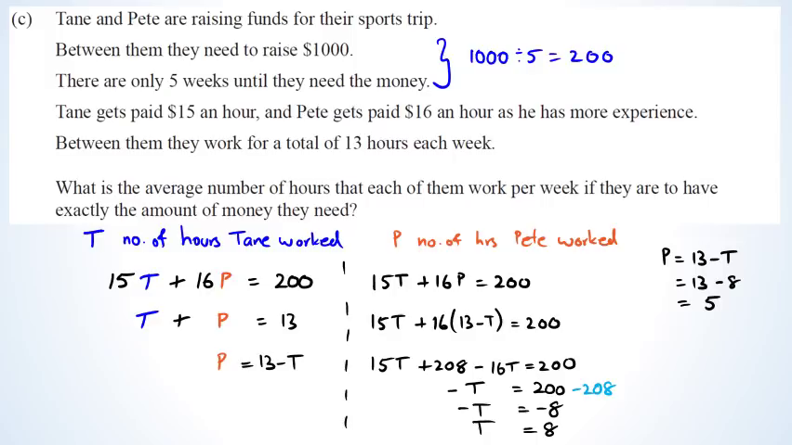So what's the average number of hours each of them work? We can say Pete works 5 hours, and Tane works 8 hours. And basically, guys, is that what we have? Let me just double check. No, that's what the question's asking. The question's asking for the average number of hours, and we've given it as 5 and 8 hours right there. So for the final answer, excellence consistently finds the number of hours.